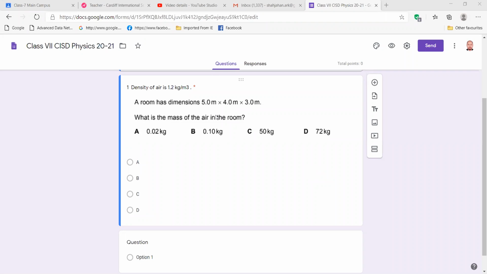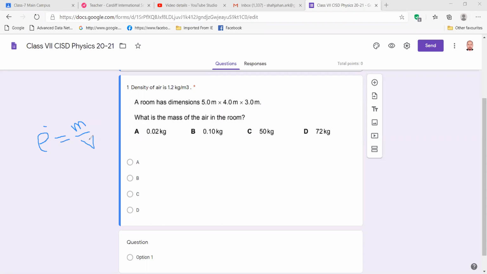Sir, please say the question. You have the density given here in the first line. You see the density is given. So you can do it easily now. We have this formula: density equals mass per volume. And are you finding density or are you finding mass?